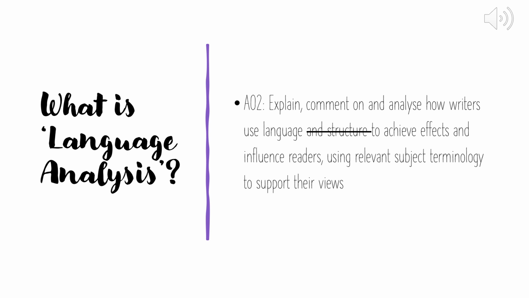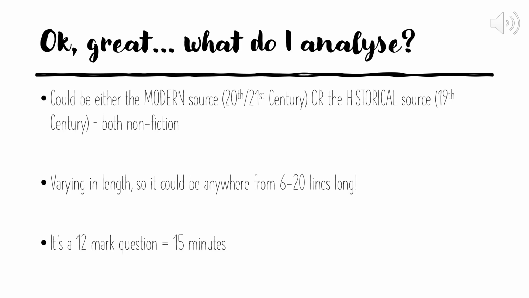Now, as you can see, I've included the AQA definition of AO2 there. I've crossed out structure because it's not relevant to this question, but I'll read it out just so we're 100% sure of what it is asking us. Explain, comment on, and analyse how writers use language to achieve effects and influence readers using relevant subject terminology to support their views.